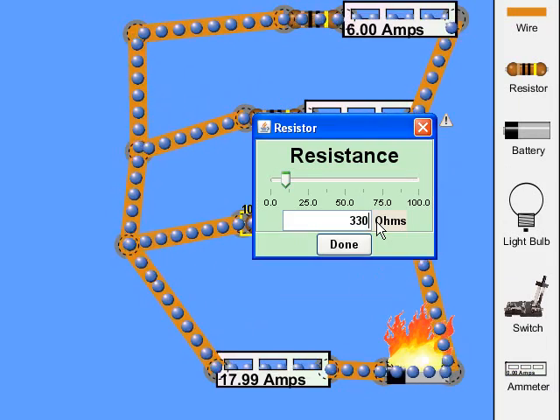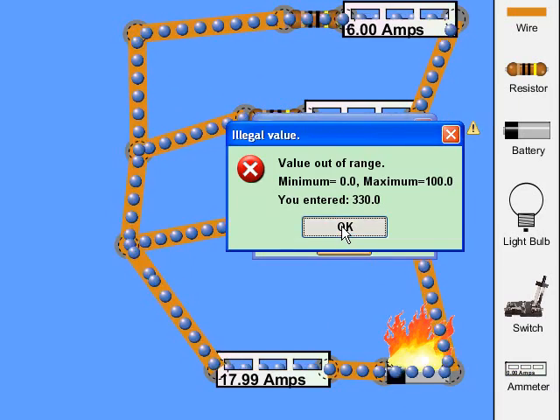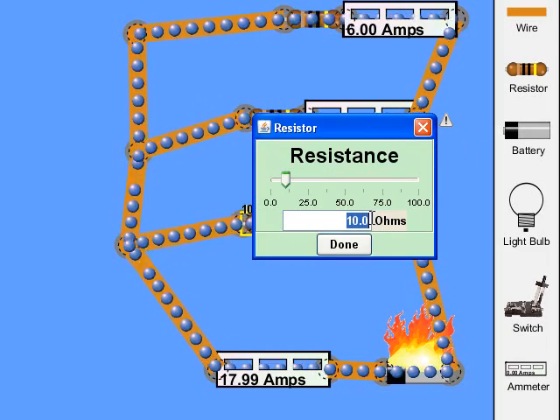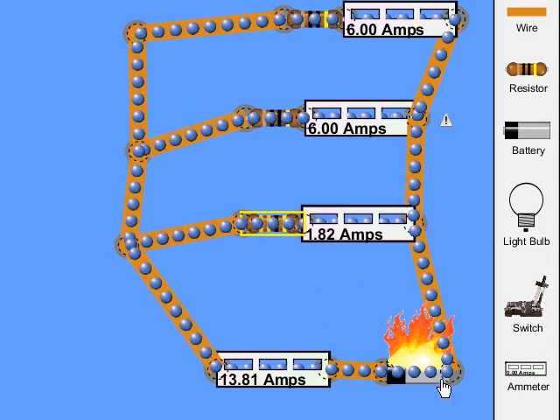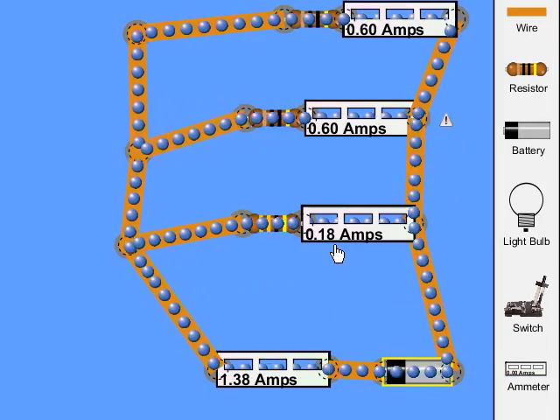That doesn't look good. My battery in flames. Oh no! Oh, that's a bummer. I didn't realize that. Did you just see that?